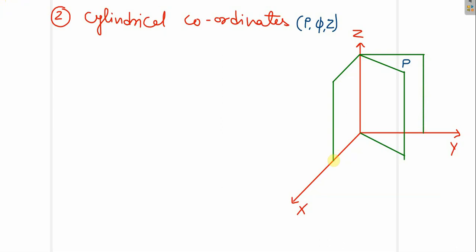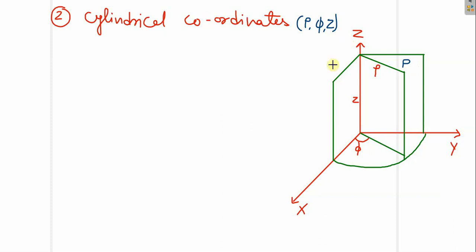Now I can draw it like this. So the vector rho can be represented by this line segment, and this is your angle, that is phi, made by this projection on the xy plane with the x-axis. This is your phi, and this particular part is your z. So in this way, three coordinates are represented for this point P. Okay, fine.